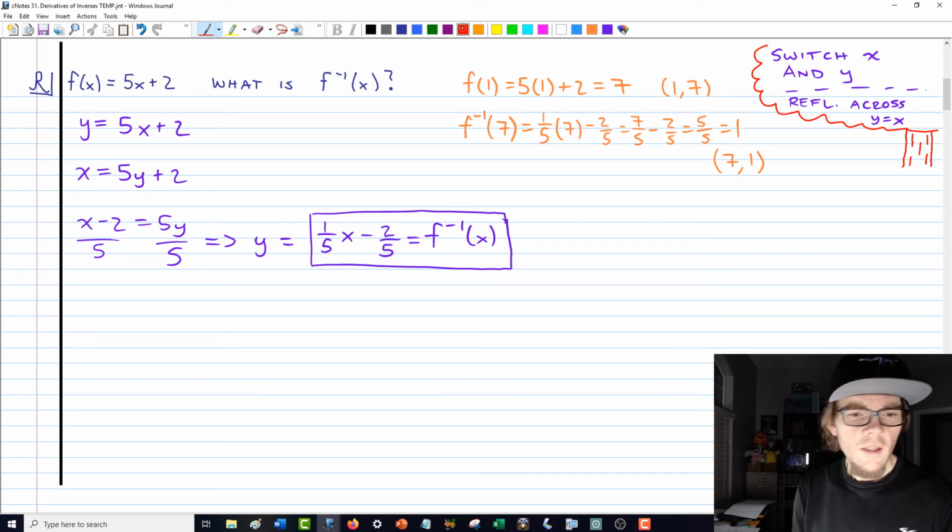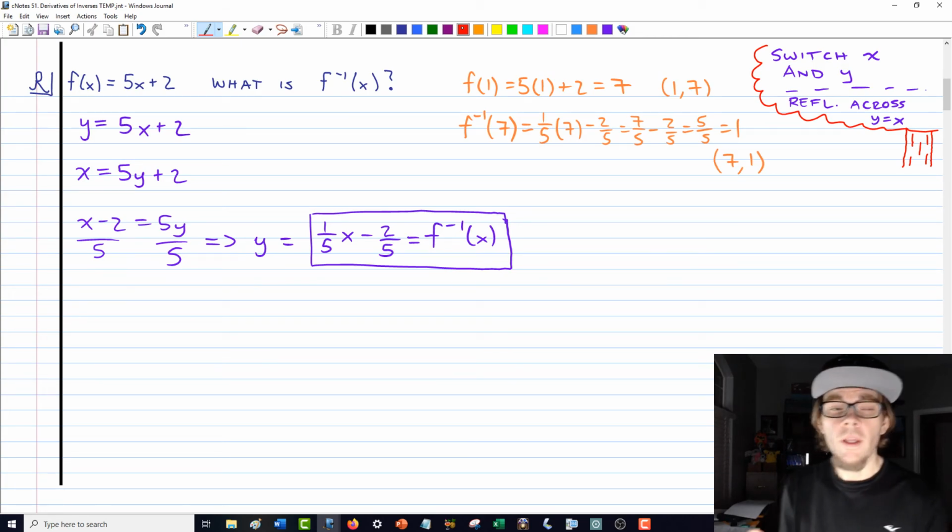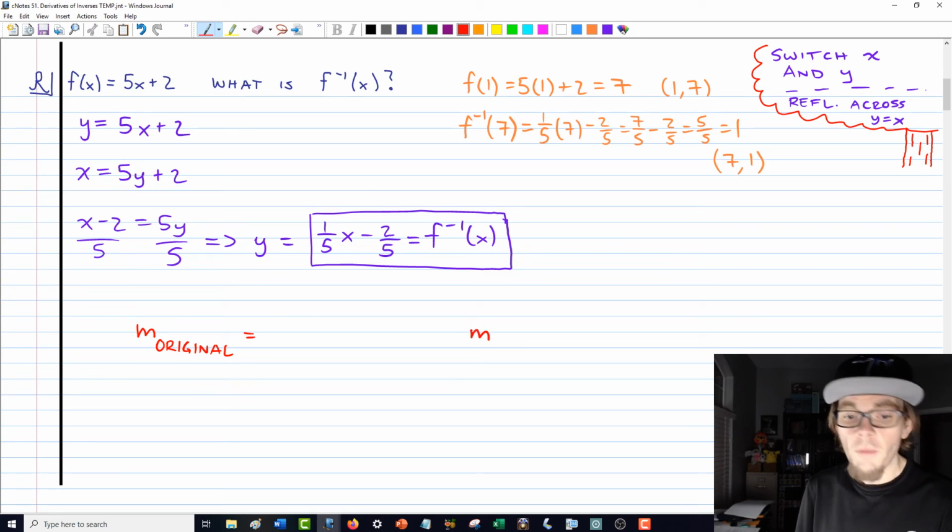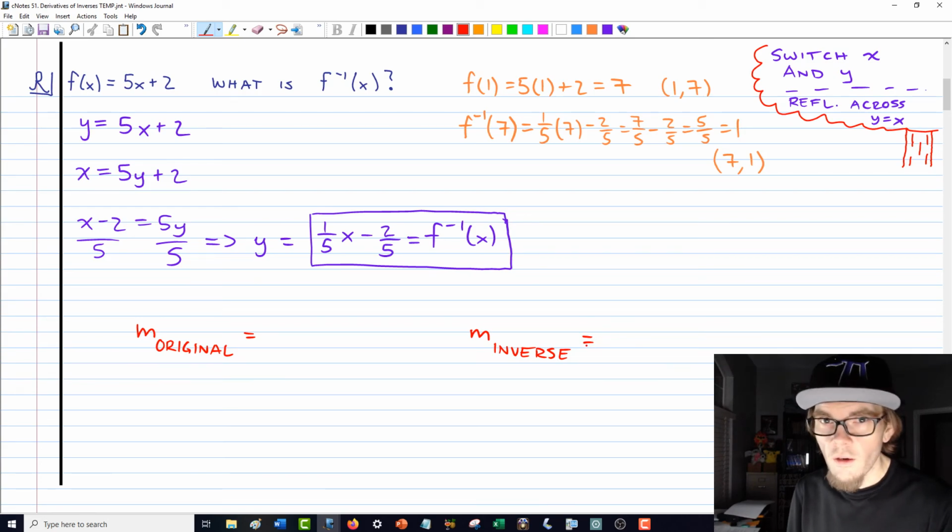Now, having done this quick little investigation, we haven't necessarily talked at all about slope, even though our title of the lesson is about the derivatives of inverses. So it's worth making one observation before we go forward. A question that we could ask ourselves pretty easily, since we can see that both of these are lines, would be to compare the slope of the original function to the slope of its inverse, and to see if there's any sort of relationship there that might be interesting.